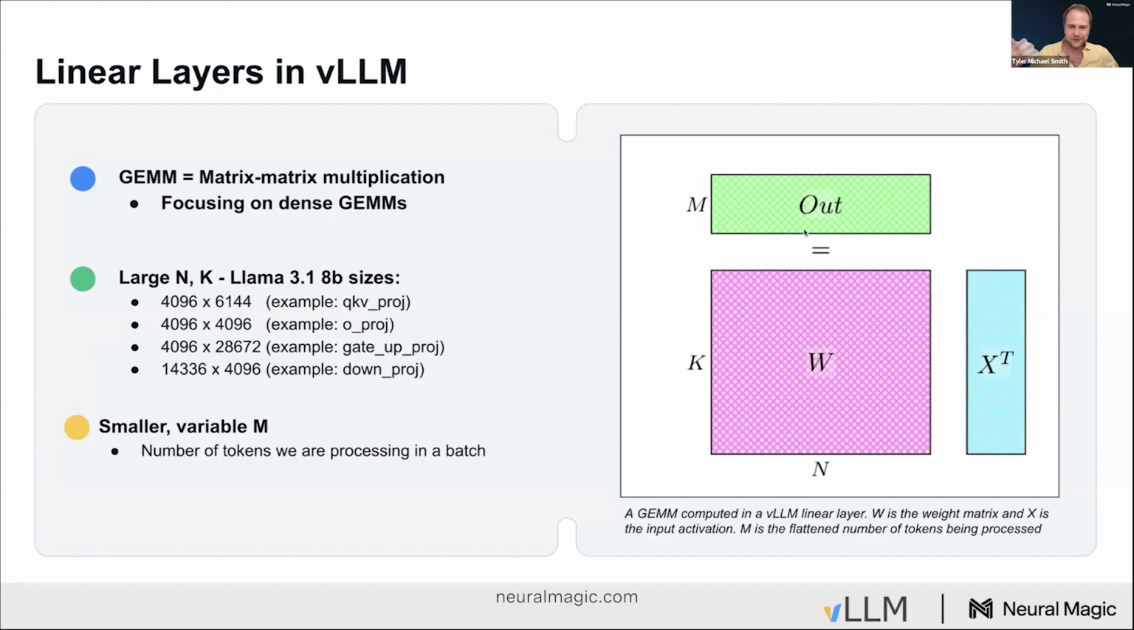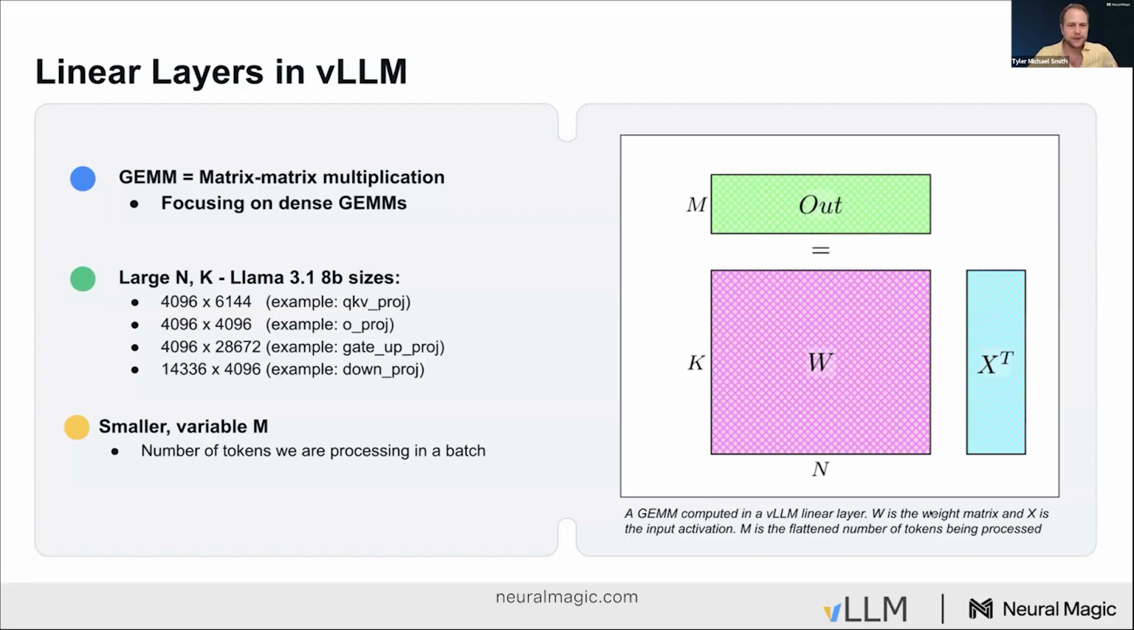And so on the right here is a figure of a GEMM, which is what we execute in a vLLM linear layer. In this, we have a large weight matrix, typically. Large for Llama 8B is 4096 by 4096 at least, and up to maybe 4096 by 26672. So there are actually 4 sizes of GEMMs that we execute, at least for N and K. And then the other dimension, M, is the number of tokens that we're processing in the linear layer at once. That's smaller and variable.